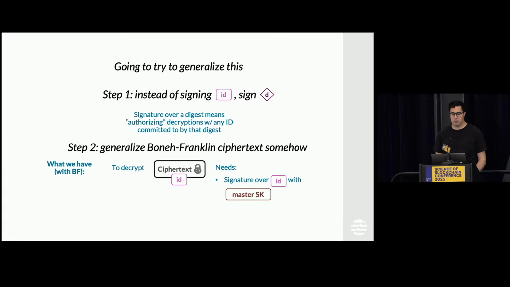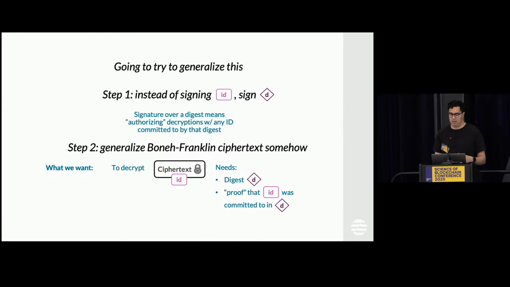So remember that with Bonnet-Franklin, the way that it works is the ciphertext is decryptable if you can basically solve this constraint. And the constraint is you have a signature over this ID. So we're basically going to do the same thing, but we're going to have a slightly more complicated set of constraints. So the first constraint is that to decrypt a ciphertext, you need to provide a digest and a proof that the ID from the ciphertext is committed to in the digest. And second, you need to provide a signature over the digest with the master secret key.